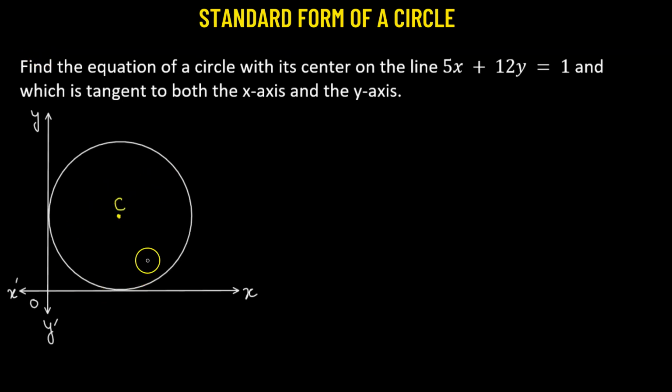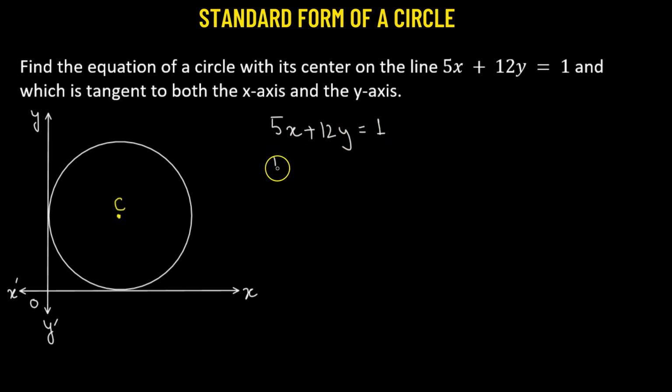So here we have our Cartesian plane with the x and the y axis, and we have a circle with center C, and this circle is touching both the x and the y axis. Next, we'll consider a line such that it passes through the center. Now first we'll have to be a little careful how we sketch the line. It's given here, the equation of the line is 5x plus 12y equals 1.